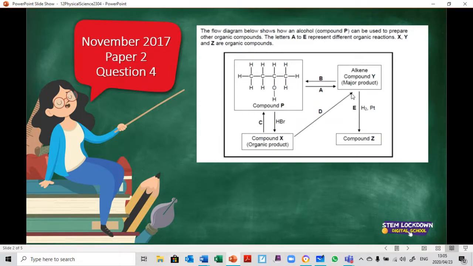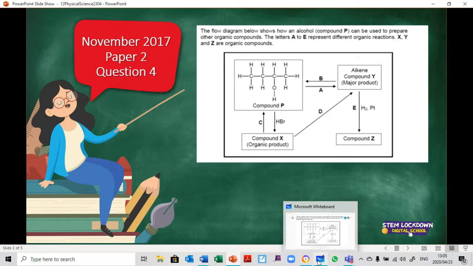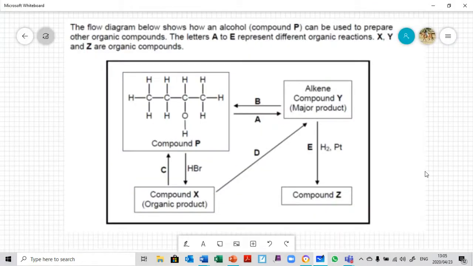Everybody still okay? Right. I'm now going to switch over to the whiteboard so that we can do some serious scribbling, right? So here is the flow diagram. We've got compound P. Oh, that's an organic alcohol. There it is, OH. And they say P is used to produce other organic compounds. Okay. A, B, C, D, and E represent the reactions.